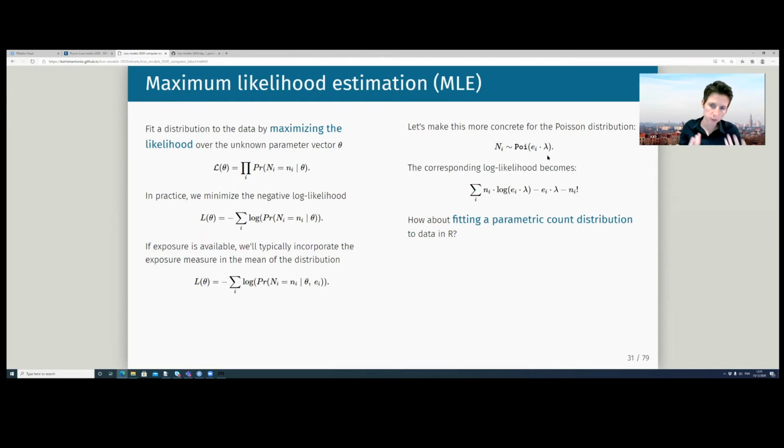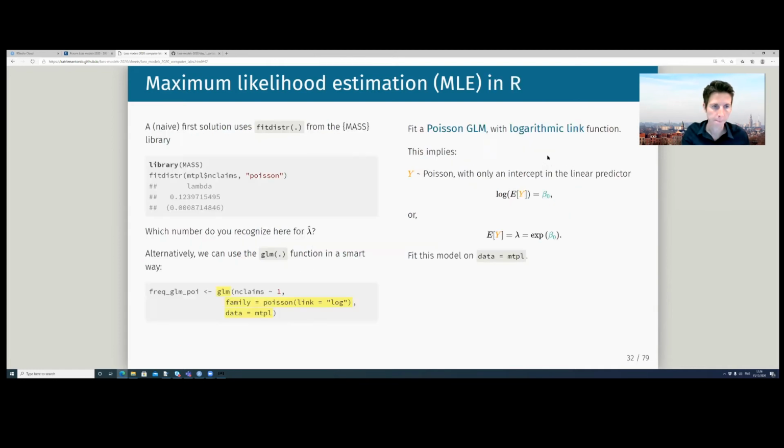So what are we going to do now? We're going to fit these kinds of parametric count distributions to data, the data stored in the MTPL object, and we're going to do that with R. There are a few options that you have, and I'm going to walk you through a few of these options. A first and rather naive solution would be to rely on a built-in function that is called fitdistr, so fit a distribution, which is part of the MASS library in R.